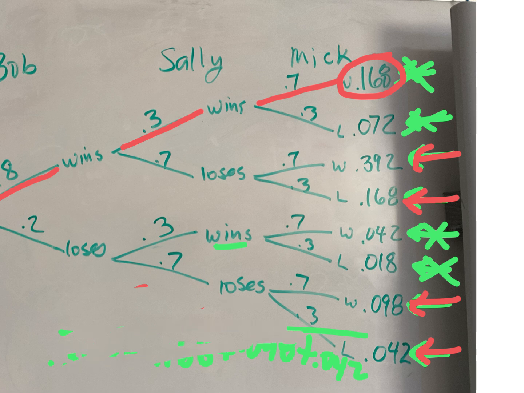Given, this is going to sound more complicated, but it's really not. Given Bob and Sally never lost, what was the probability that Mick lost? Given Bob and Sally never lost, what's the probability that Mick lost?